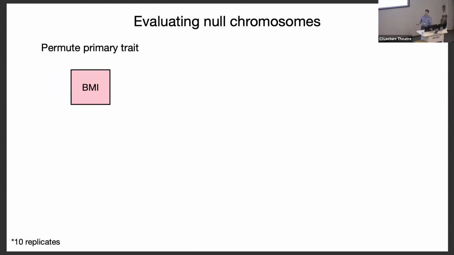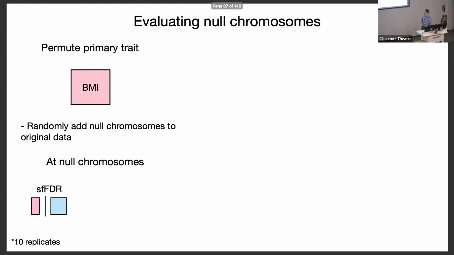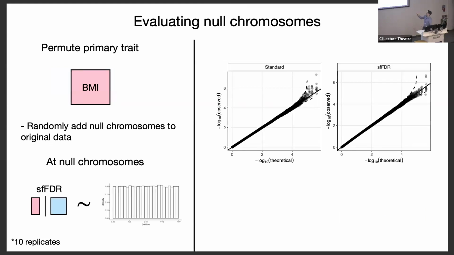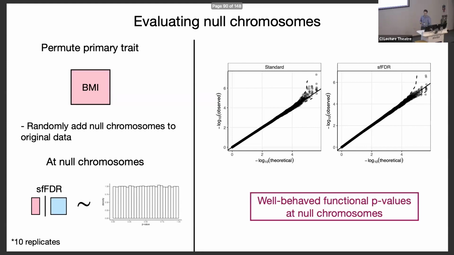The next thing we wanted to do is add null chromosomes to the original data. So we permuted the primary trait, and we randomly added null chromosomes to the original data. And so at the null chromosomes, the functional p-value should be approximately uniform. And when we do that, on the left-hand side, we have the regular p-values. On the right-hand side, we have the functional p-values from SIFTER. And we find that there are well-behaved p-values at the null chromosomes as well. And so SIFTER is not systematically inflating the type 1 error.